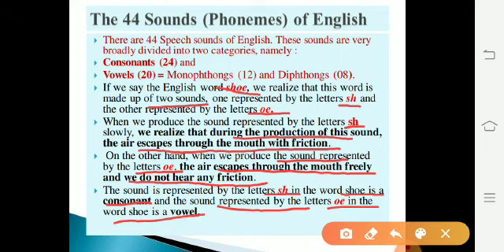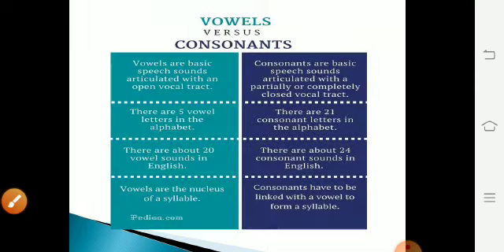So, during the production of the consonant sounds, the air escapes through the mouth with friction. Always remember that during the production of the consonant sounds, the air escapes through the mouth with friction, and during the production of the vowel sounds, the air escapes through the mouth freely and we do not hear any friction.